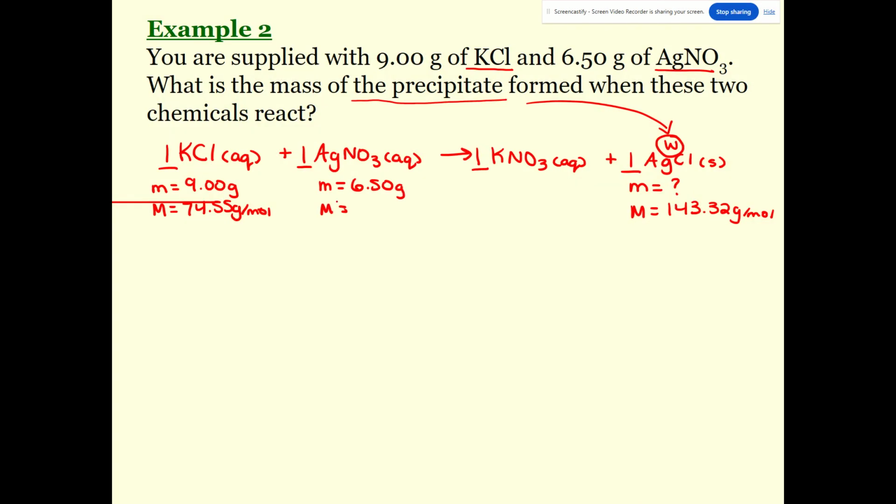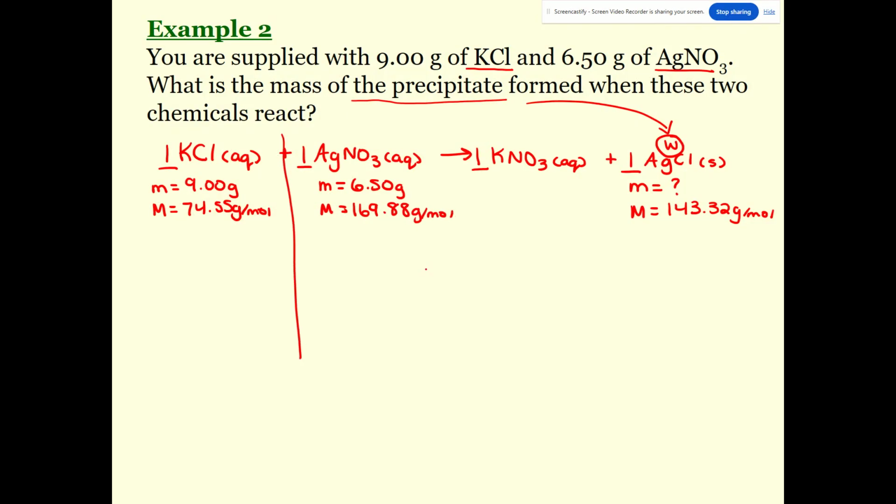The molar mass of my silver nitrate, that one's a little more complicated to find. Again, putting it in your calculator, you have 1 silver, which is 107.87, plus 1 nitrogen, which is 14.01, plus 3 oxygens, which are 16. You should get 169.88 grams per mole. Okay?